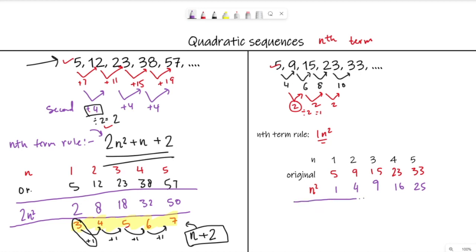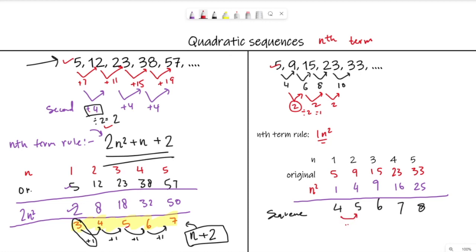Okay. Now we have to find the difference between the original and the one with n square, like we did here. The difference between the original and the one with 2n square, and we found the difference. With the difference, we get a new sequence. Okay, so let's do it here. So 5 minus 1 is 4, 9 minus 4 is 5, 15 minus 9 is 6, 7 and 8. That's our new sequence. It's an arithmetic sequence, means all the differences will be common, and we just have to find the nth term rule for this sequence.